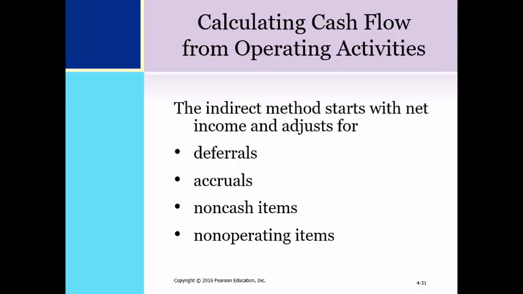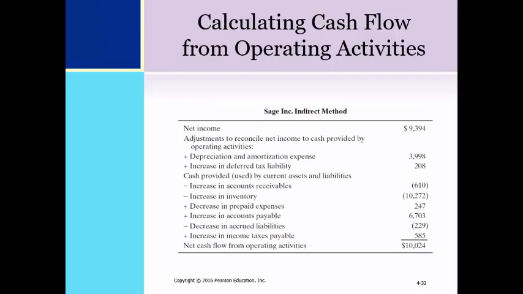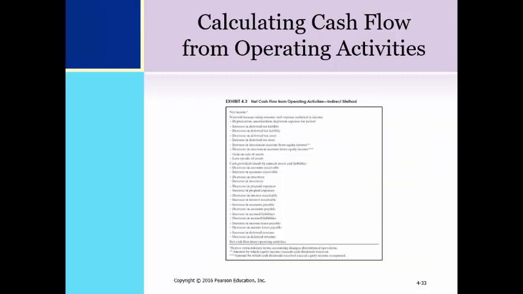The indirect method begins with net income and adjusts for the accruals and deferrals required under accrual basis accounting, as well as non-cash and non-operating items. This is an illustration of the operating activities section of the statement of cash flows for Sage Inc. for December 31st, 2016 using the indirect method. This exhibit includes many of the adjustments made to net income to arrive at net cash flows from operating activities.